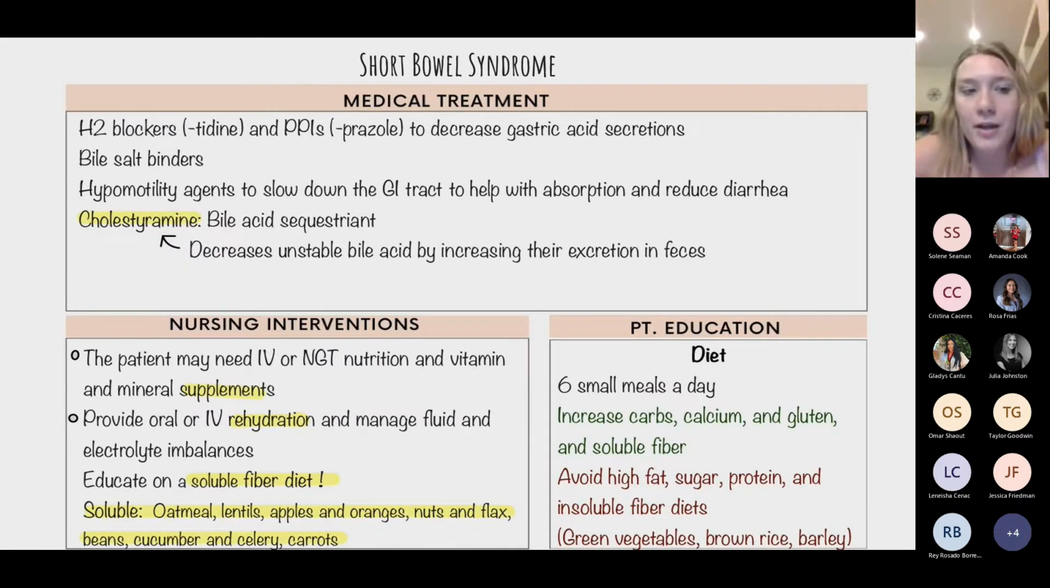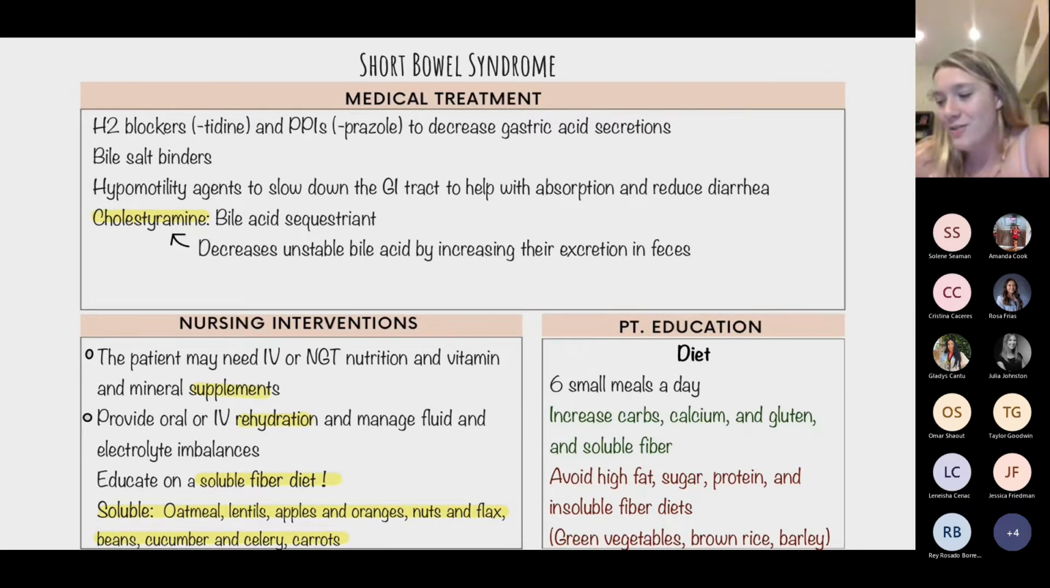So short bowel syndrome, I do apologize. The slide did get a little bit messed up where I have 2 of the same slides instead of 1. I will fix this and get this sent your way.